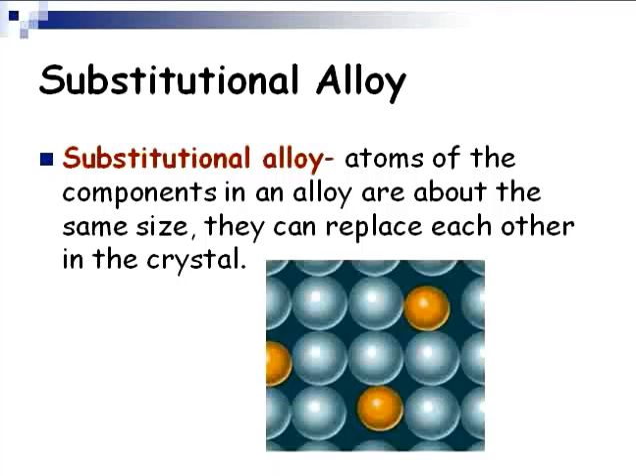So we have two types of alloys. We have what we call a substitutional alloy, and it has the word substitute in it. What happens here is the atoms of the components in an alloy are about the same size, and they can replace each other in the crystal. So here we have a picture of a crystal, and we have these blue circles, but we have other elements that are about the same size, so it takes the place of an atom of the pure metal. You see, it takes the place. That's why it's called substitutional. It's about the same size, and they can replace the metal in the crystal.